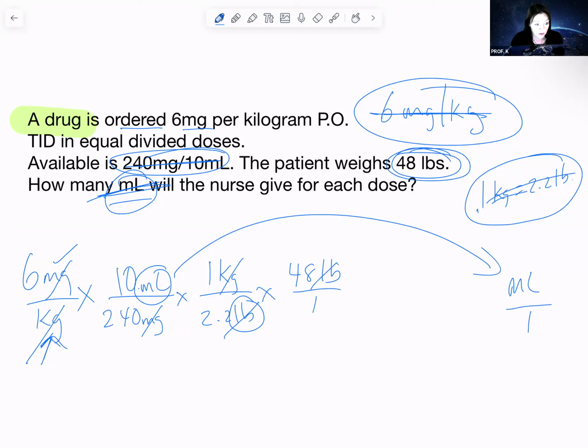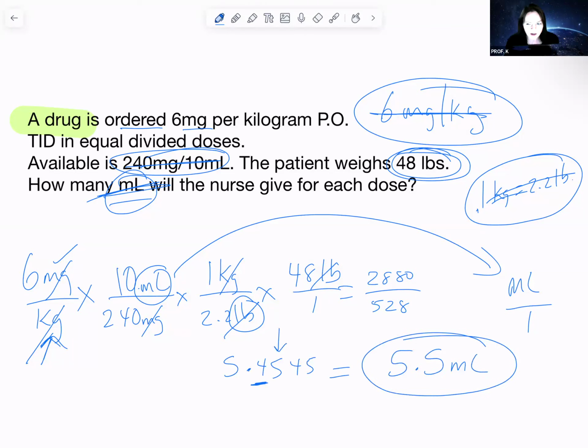Now it's math. So when I multiply across the top, 6 times 10 times 48 is 2880. And 240 times 2.2 is 528. And when I divide 528 into 2880, it'll give me 5.4545. It keeps going. So 1 to 10, I round to the tenths. I look to the number to the right. If it's 5 and up, I round up. So I am going to give the patient 5.5 milliliters.